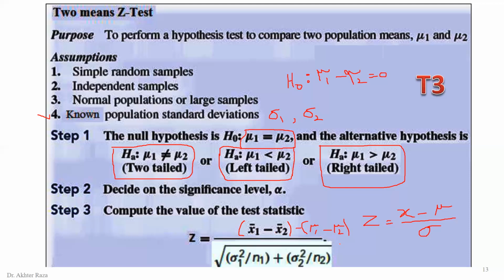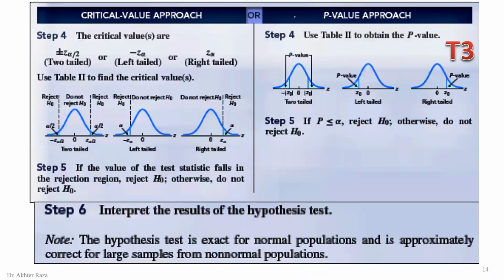Otherwise, if in some problems the difference is given to you, suppose mu1 is larger than mu2 by 10 centimeters, then we have to plug in the 10 centimeters here in place of mu1 minus mu2. Otherwise, if we are testing the equality of two means, we can say that the two means are identical. In step number 2, the value of alpha is decided. Step number 3 is the test statistic. In step number 4, either we can use the p-value approach or the critical region approach. The remaining steps are all the same as we did in procedures T1 and T2.